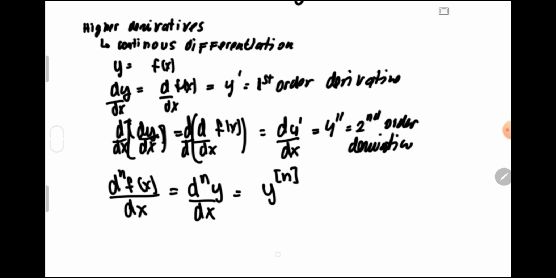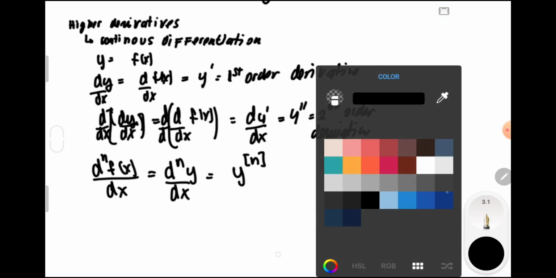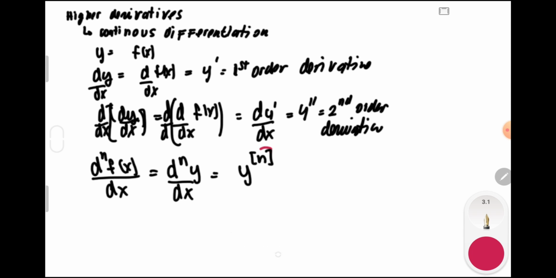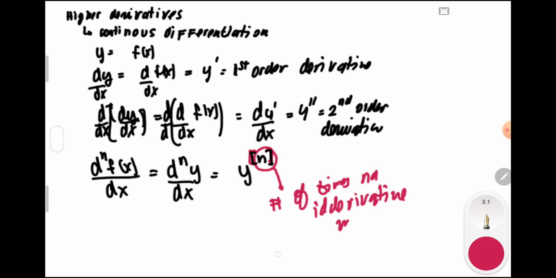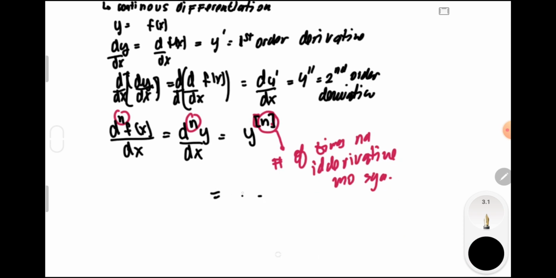Here, you will see that this n, which I enclosed in a bracket, means the number of times you take the derivative. So from this situation, if we say y from 1 to 3, it can be like that, meaning first derivative.